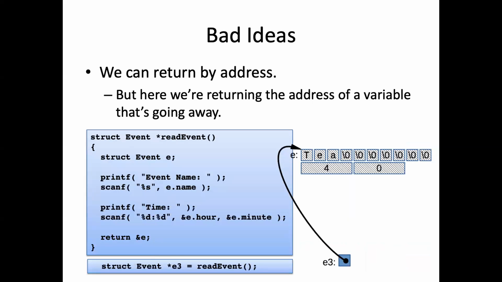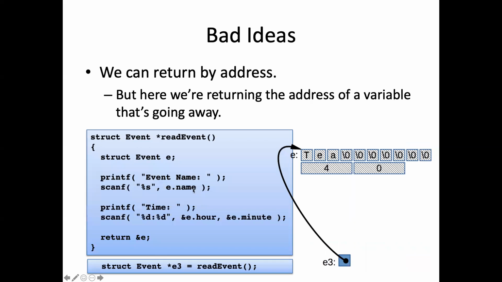Here's an even worse idea. How about instead of getting the event by reference, I fill in my own event and I return a pointer to it. That's what this version tries to do. Same idea. I'll make a function that reads an event from the user. So I made my own event here, E.